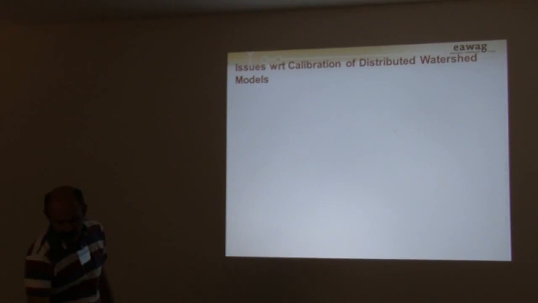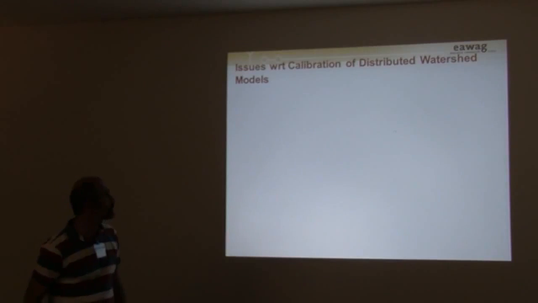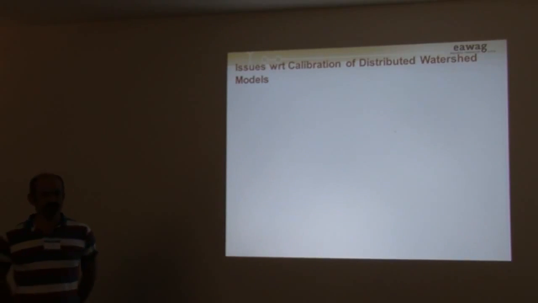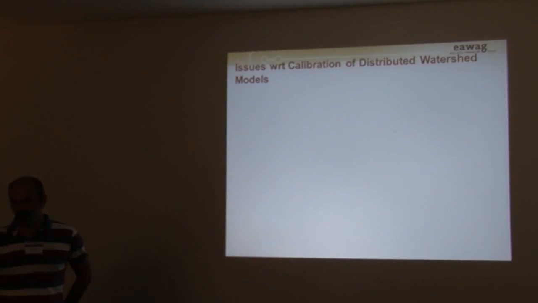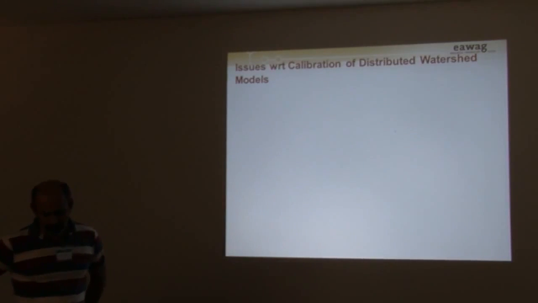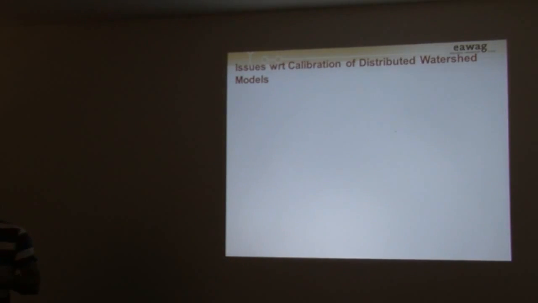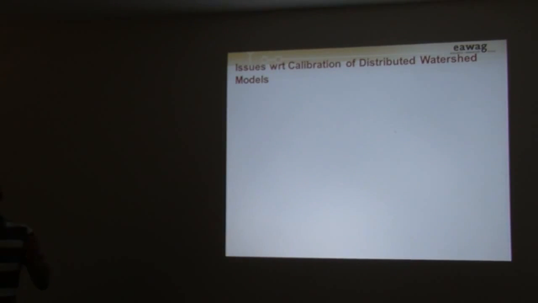Now, there are a number of issues with respect to calibration of distributed watershed models that we really need to keep in mind. Because too often we just build a model, do some parameter changes, get some result, and then you think that now you have calibrated your model, now you can take it and do whatever you want with that model.